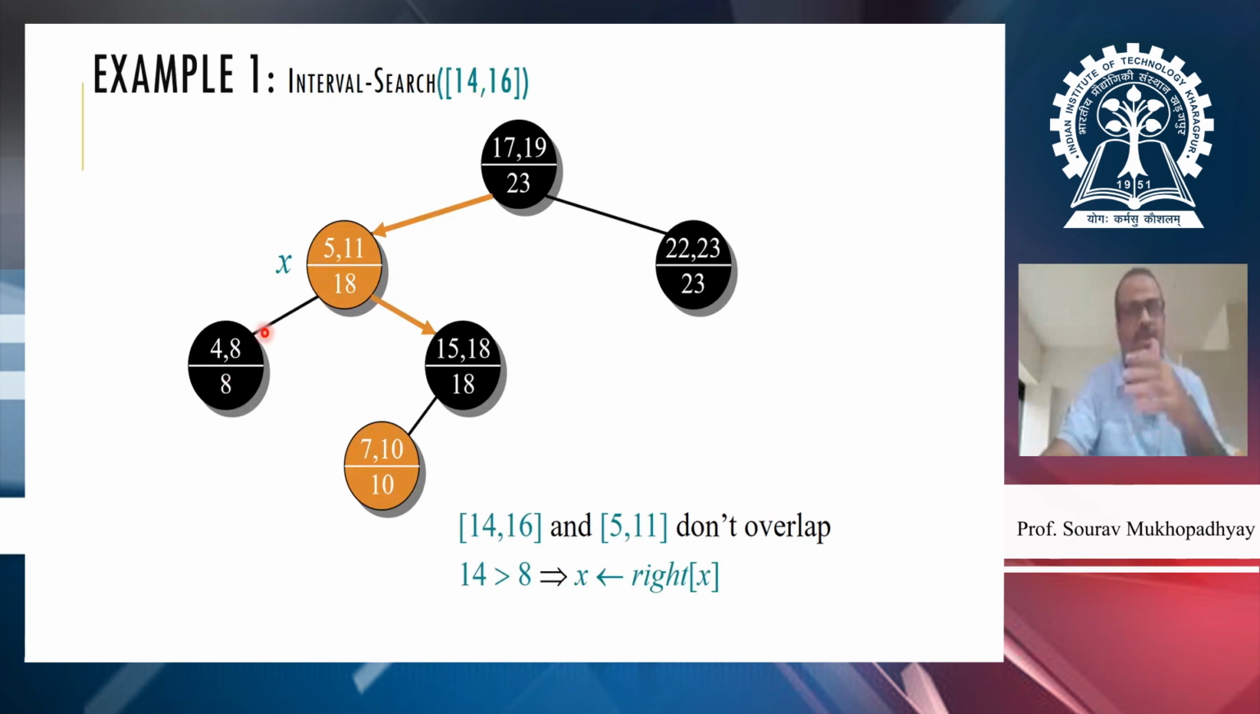So there is no question of going to the right, because there will be nobody in the right which can overlap with this given interval. So we have to go for the left. We have to go for the right part of this tree. So we go here.